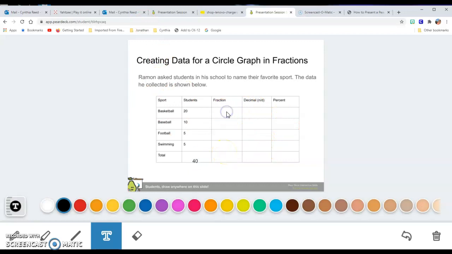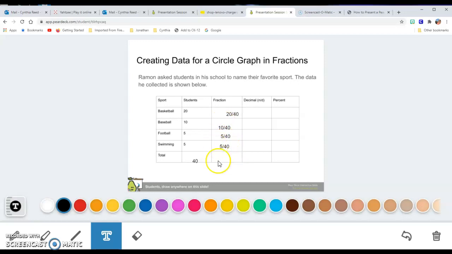So in order to make that a fraction, I'm just going to put 20 over 40 because a fraction is part to a whole. So 20 students out of 40 said that their favorite sport was basketball. For baseball, 10 out of 40. For football, 5 out of 40. And for swimming, 5 out of 40.